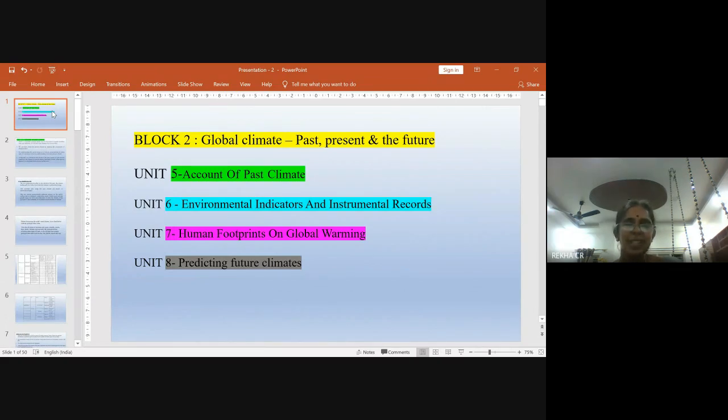In the next class, that is tomorrow, same time, 6 o'clock, we shall discuss block three of the MEV 0 to 1. Again, this block also has four units. In the previous class, yesterday, we discussed units 1, 2, 3, 4 of block 1. And today we discussed block 2, units 5, 6, 7, 8. Tomorrow, block 3, that is 9, 10, 11, and 12.